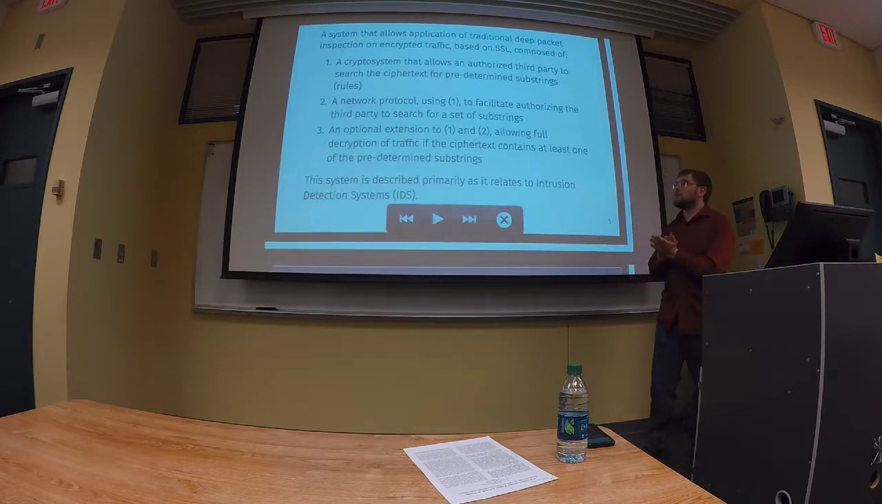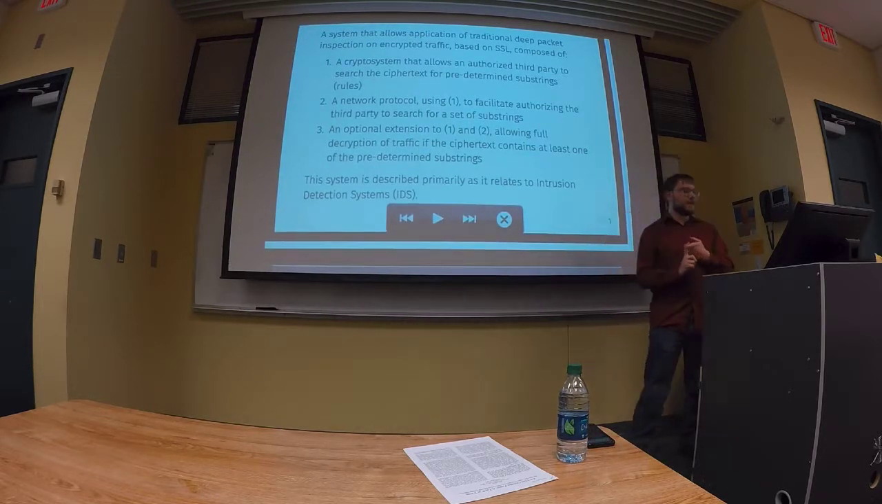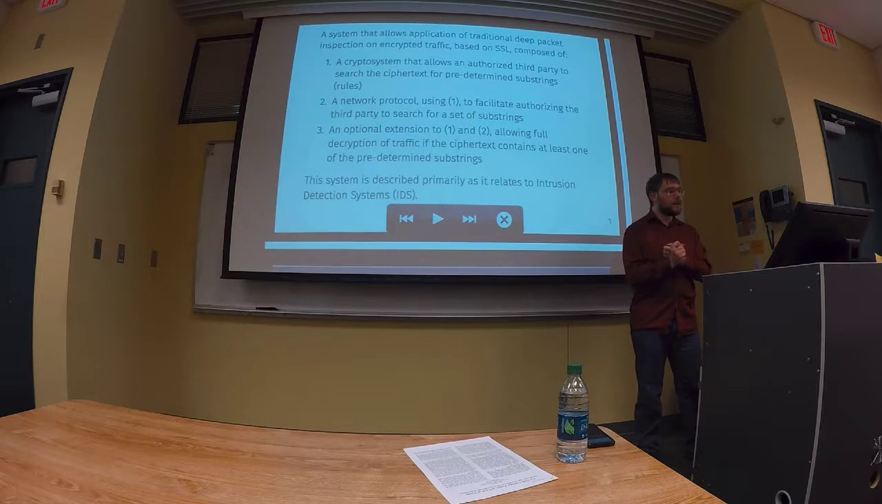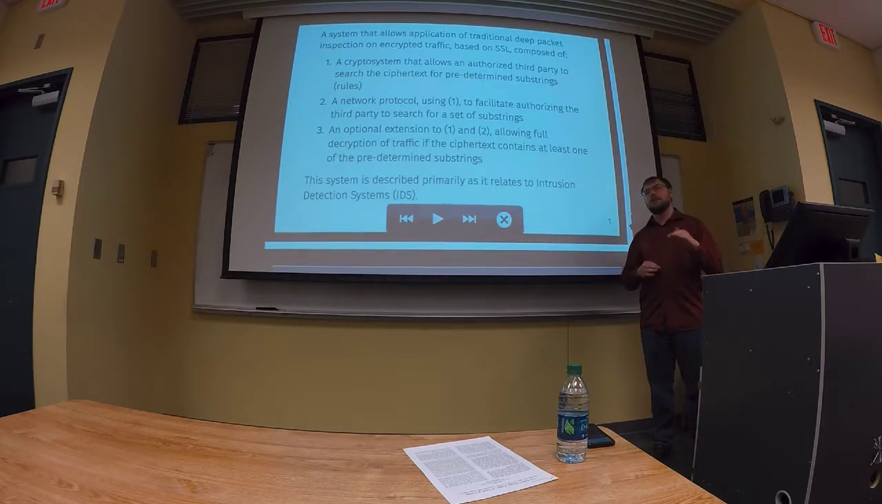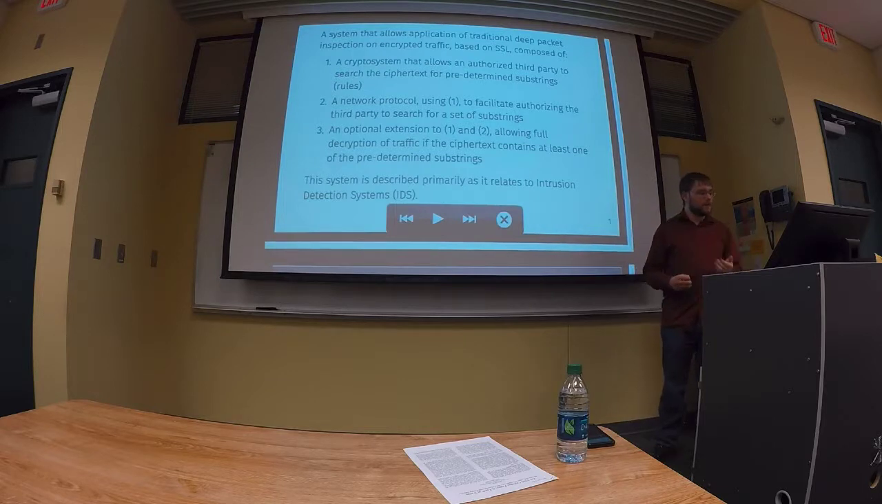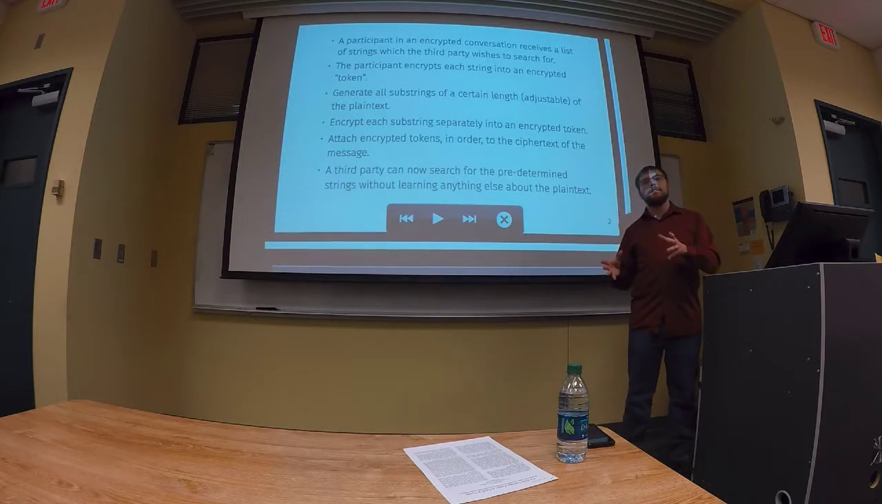It's got three primary parts, just to recap the paper quickly. It's a crypto system that allows an authorized third party, authorized by one of the participants in the communication, to search the ciphertext for predetermined substrings. There's a network protocol that uses that crypto system, and there's an optional extension to the first two that allows full decryption of the traffic if the message contains one of the substrings. The system is described primarily as it relates to intrusion detection systems, but we'll talk about some alternative uses as well.